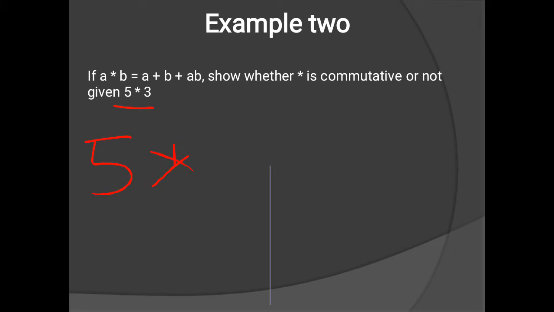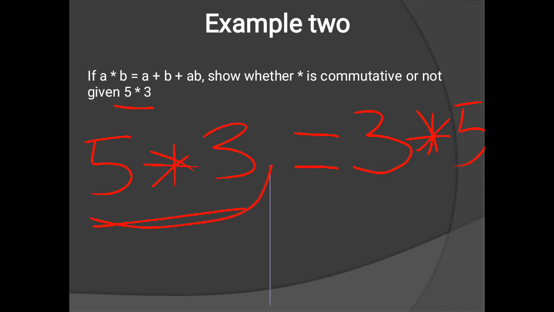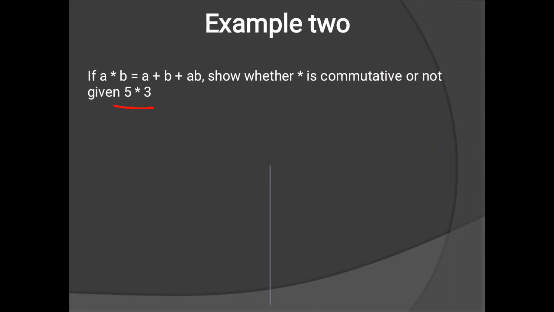5 operation 3. Okay, so 5 operation 3. We are saying for it to be commutative, when we interchange them, 3 operation 5 should also give us the same answer as we will get for 5 operation 3. So let's solve and see if after solving 5 operation 3 we get the same answer as 3 operation 5, then we say it is commutative. All right, so let's see.